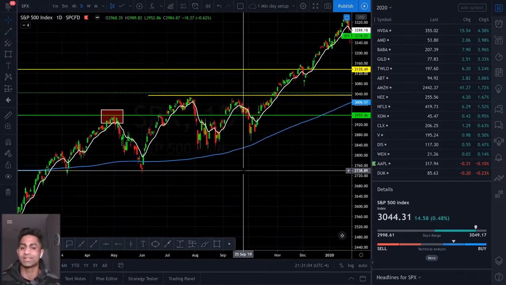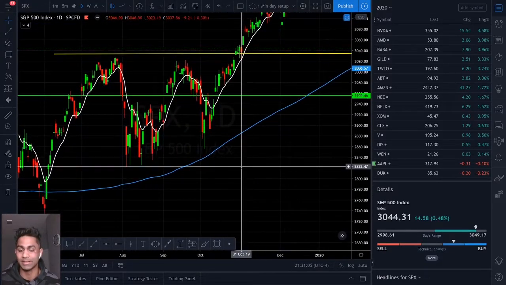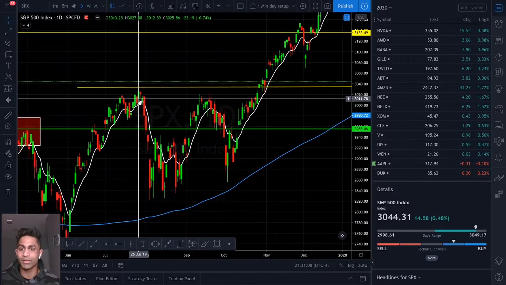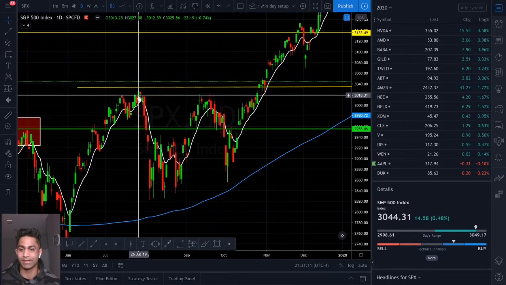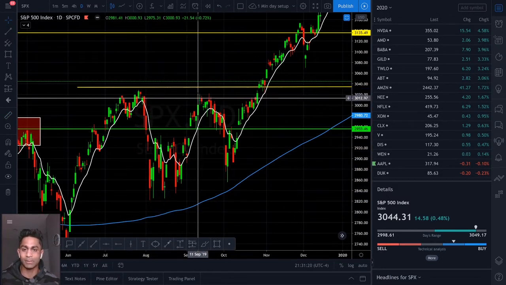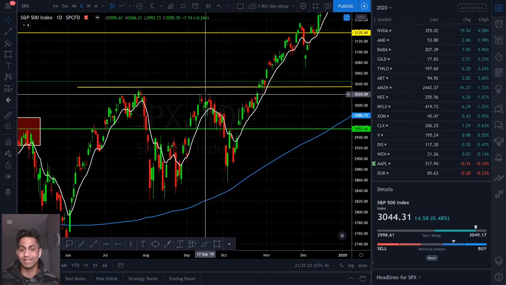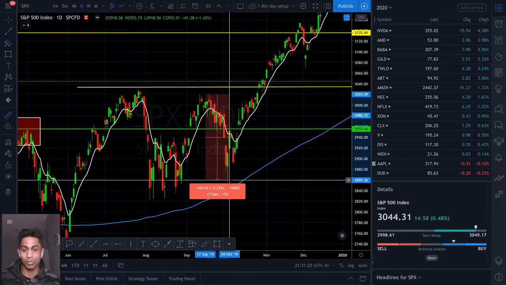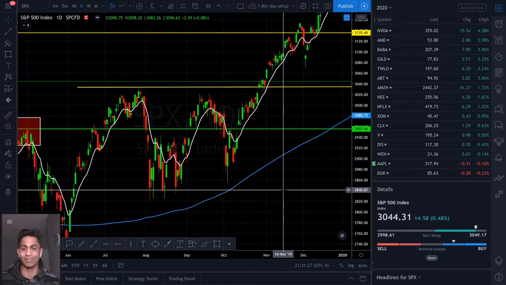Another key resistance level that I want to mention is this right here. Around the 3,027 level, the pattern hit that price point back in July of 2019 and then pulled back close to about 7%. It pushed up and was around that level again in September of 2019 and then pulled back again close to about 5.5%.